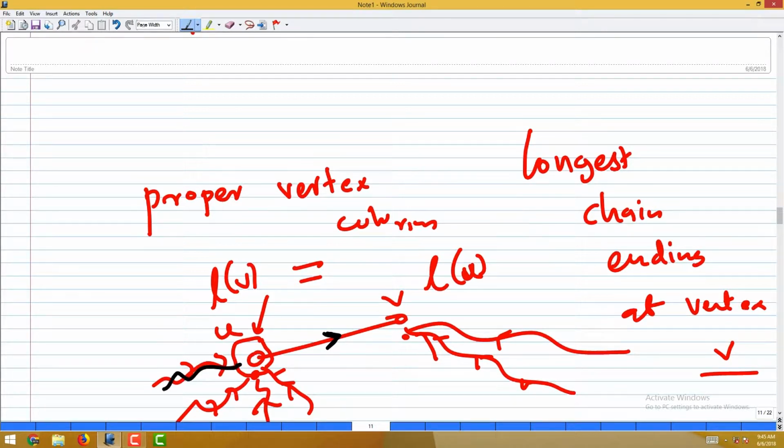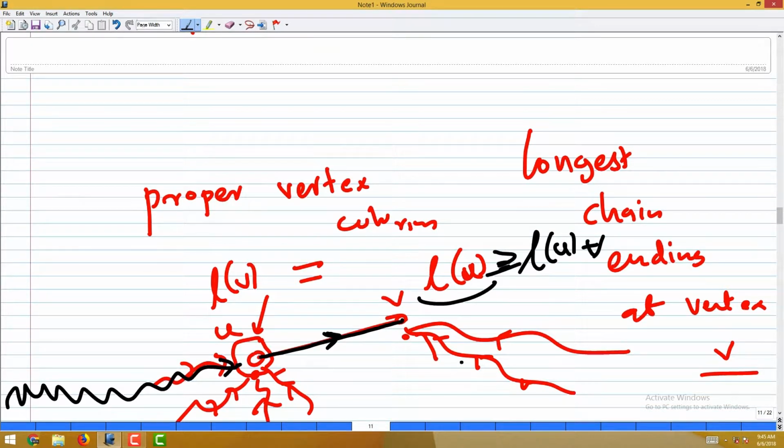Now suppose this is the longest chain which is reaching U, and L of U is the number of vertices in it. Now, of course, V can be attached to it, and so L of V has to be at least L of U plus 1, in fact greater than L of U. So how can it be equal? There is a longer chain ending at it. So it can never be equal. That is a tricky one-line statement, but it works. So that coloring strategy gives you a proper vertex coloring.